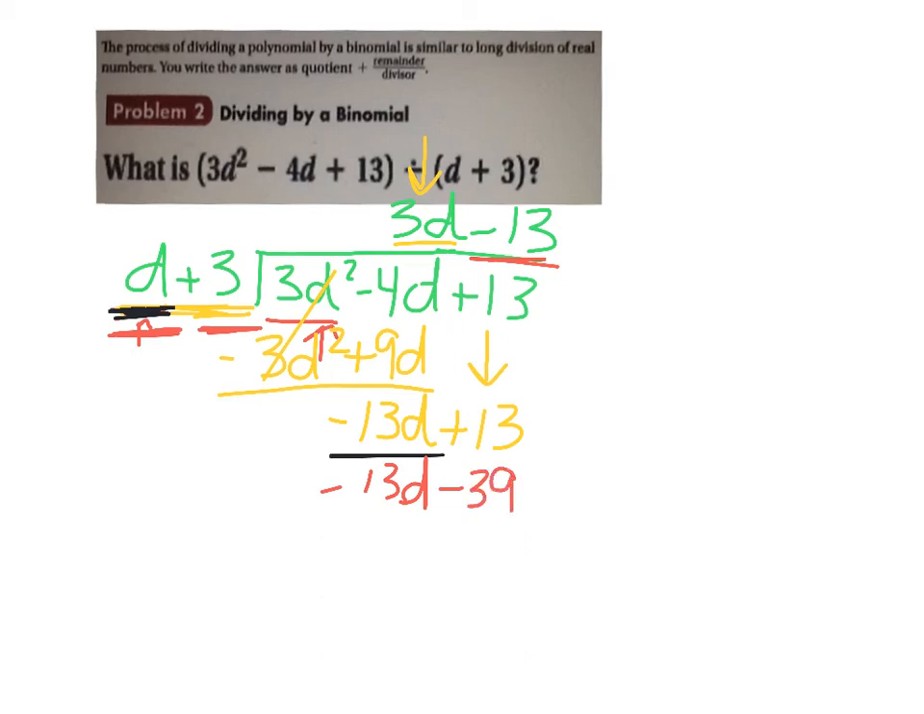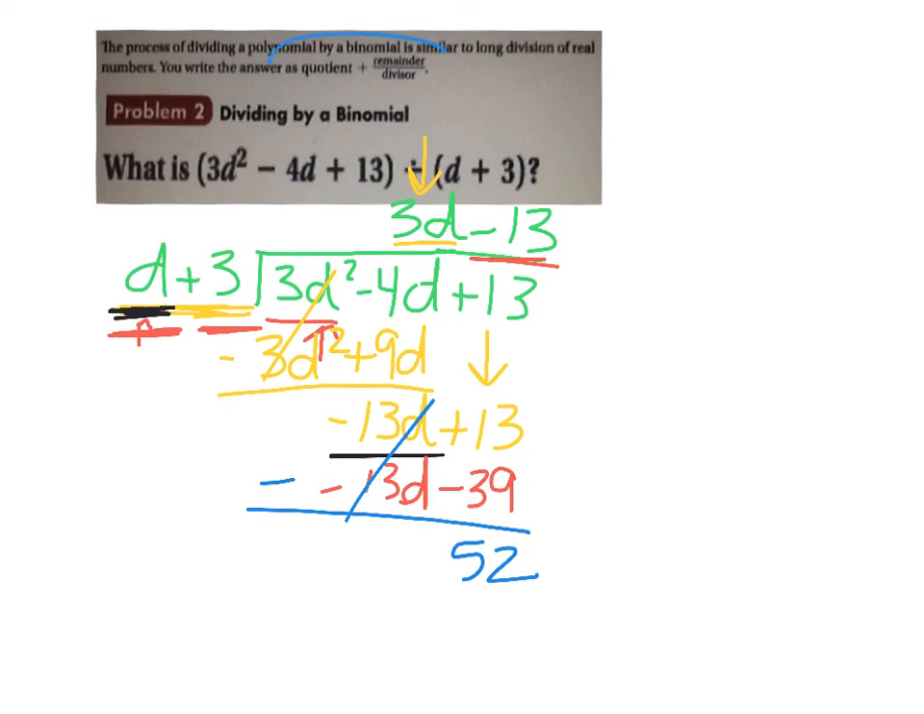Okay, once again, the step is to subtract. That's how long division works. So we have negative 13d minus a negative 13d becomes adding 13d, which gives us 0. That's what we needed to happen. And this essentially becomes 13 plus 39, which equals 52.